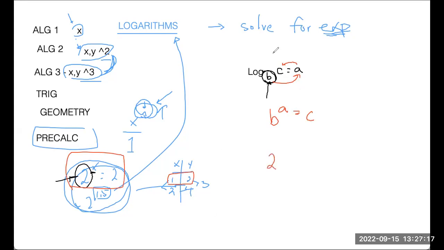2 to the power of 2 is equal to 4, okay? So let's go ahead and replace these. A is 2, B is 2, C is 4, and we can plug this into our equation up here. So log base 2 of 4, because that's the C, is equal to 2. So 2 to the power of 2 is equal to 4.